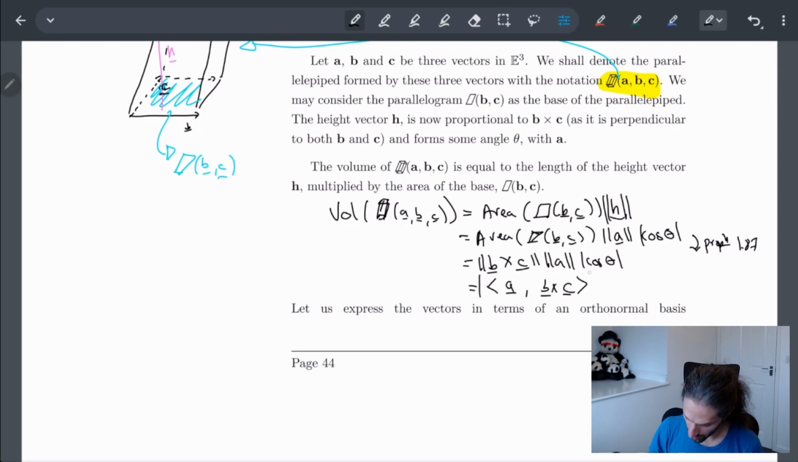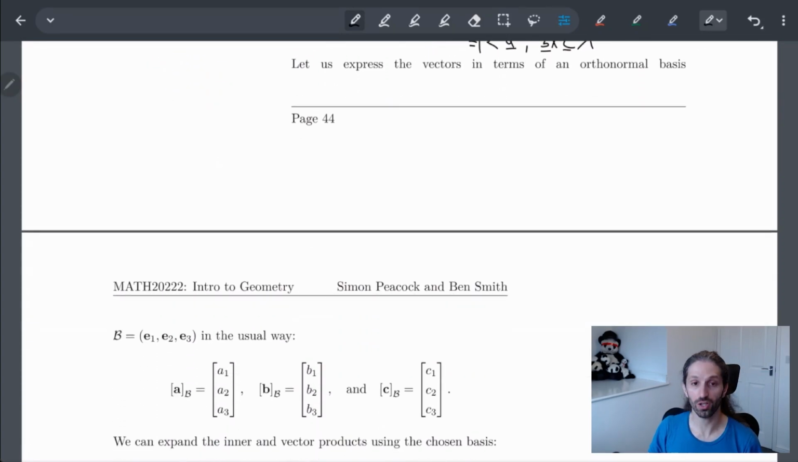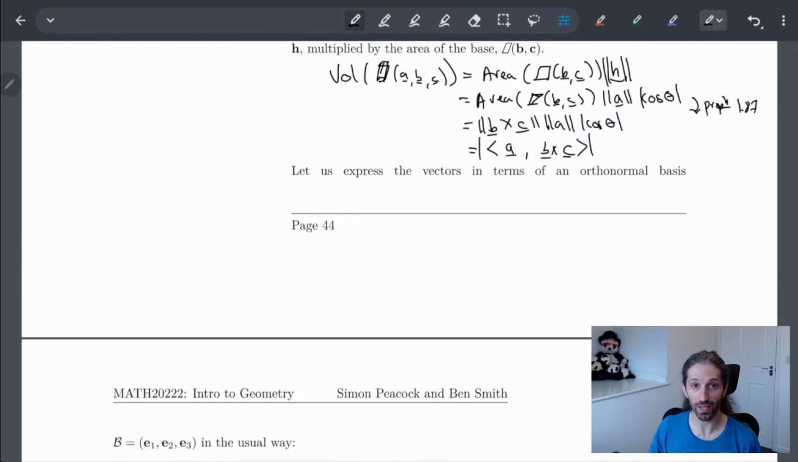And we want the absolute value here because we don't know which direction it's going since it's the same. So let's actually look at this in terms of an orthonormal basis. So we have, this is nice.